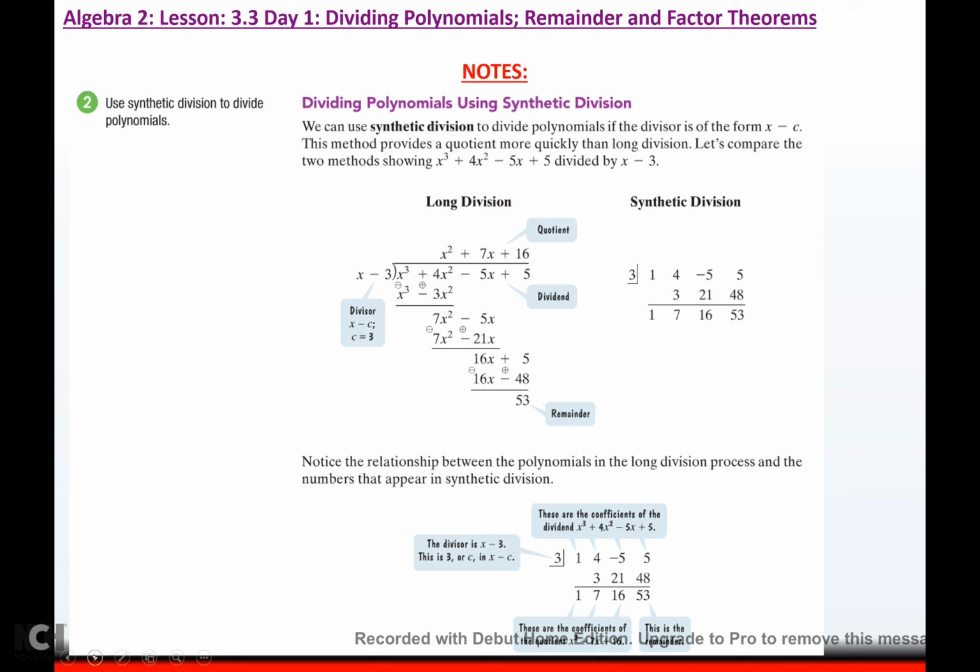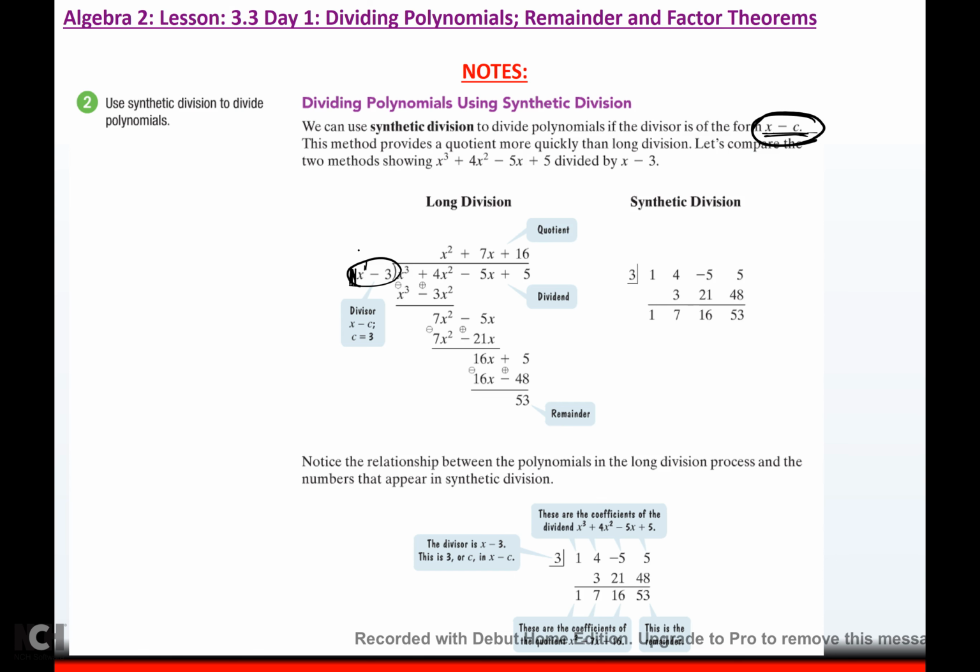Alright, synthetic division. Synthetic division is a shortcut, but you can only use synthetic division if your divisor, the guy on the outside, has to be a binomial. Can't be 3 terms, can't be 4 terms, it has to just be 2 terms. And the leading coefficient has to be 1, and the degree has to be 1. If it's not a binomial, first degree, leading coefficient 1, you can't do synthetic. You have to do long.